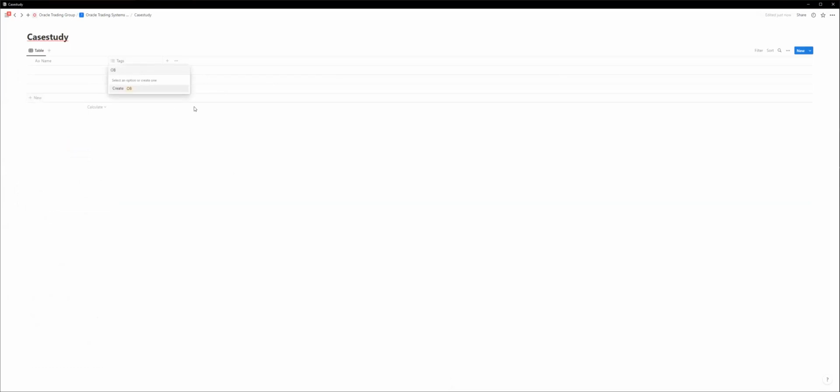We got type 1, OB, we got breaker, we got FEG, we got reclaimed FEGs, we have power of 3, we have... what are the other ones we have? Can do that one here. What is this? Suspected swing? Okay, we'll call it that. Suspected swing.